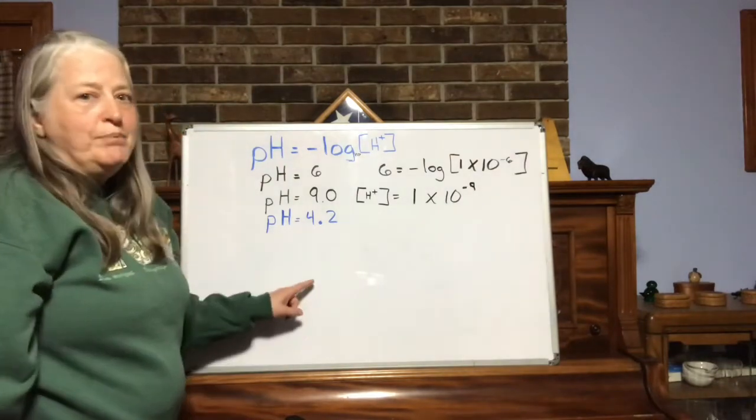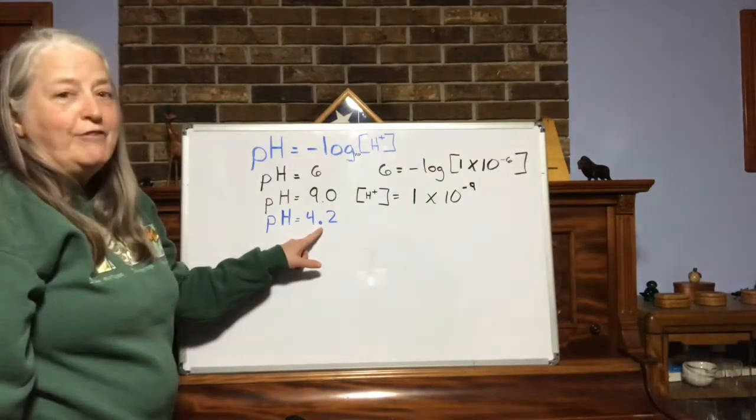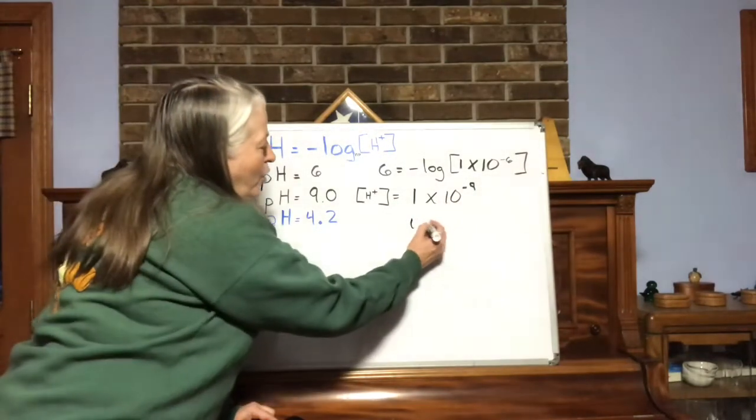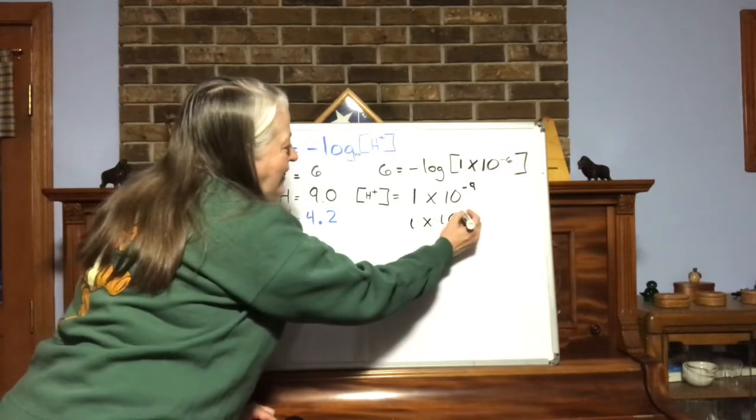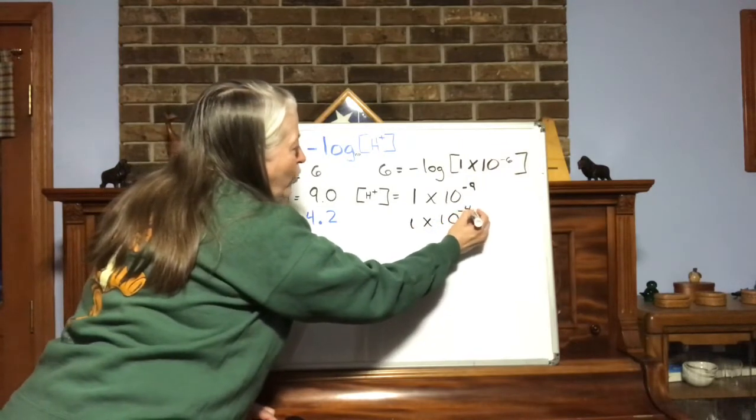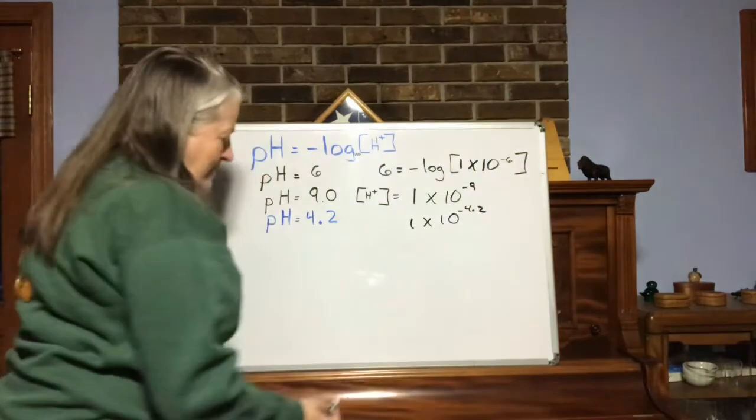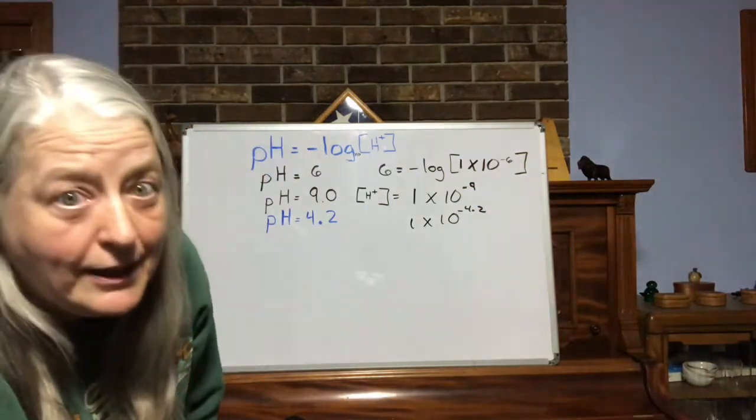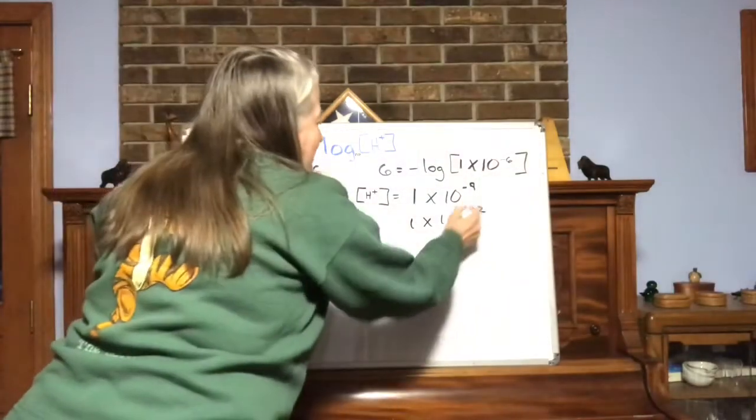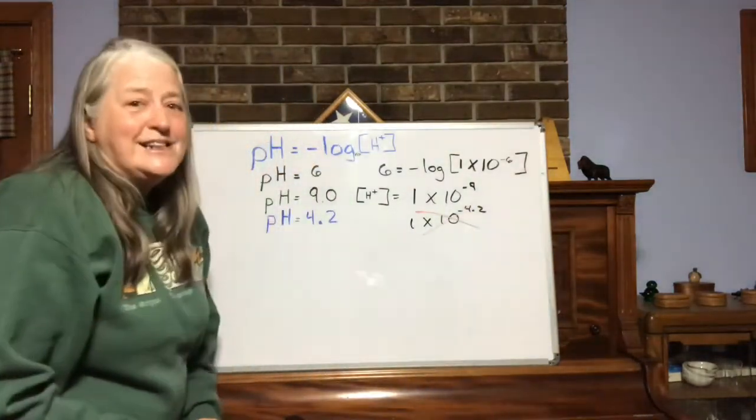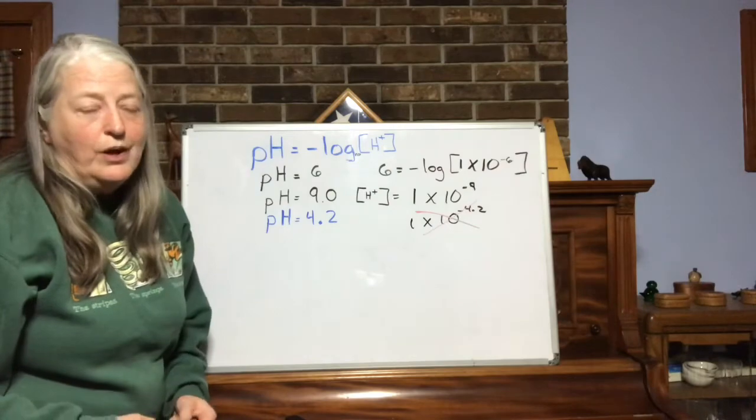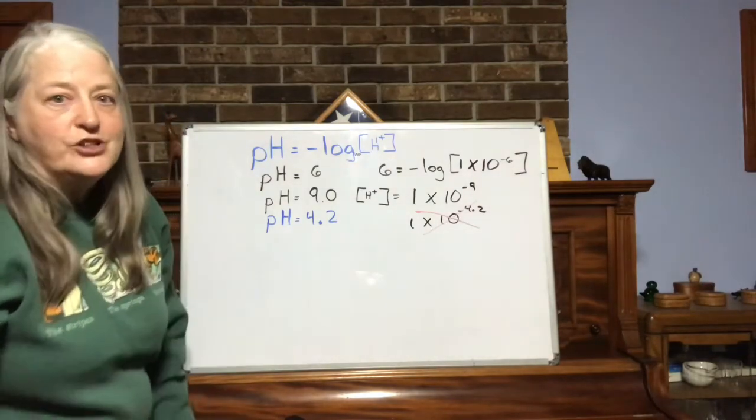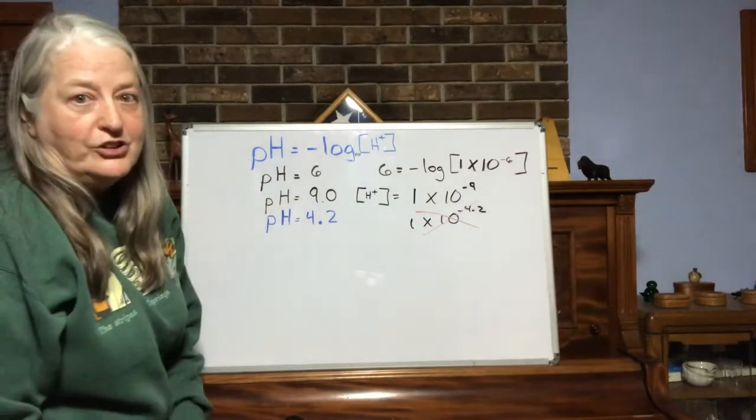It gets more complicated, however, when we have 4.2, because we're not allowed to say 1 times 10 to the negative 4.2, because we don't write scientific notation that way. We don't put decimals in the exponents. So this isn't acceptable. But that's exactly what we're trying to do. What we're trying to do is raise 10 to the negative 4.2. So we're going to use our calculators to do that.